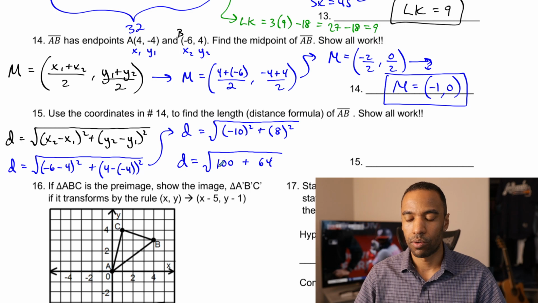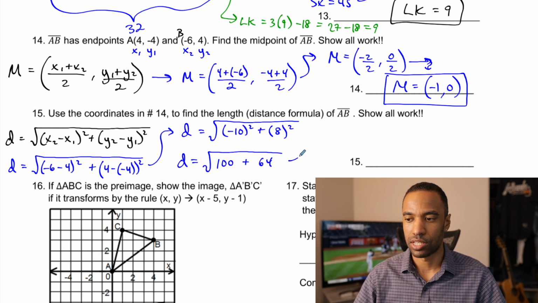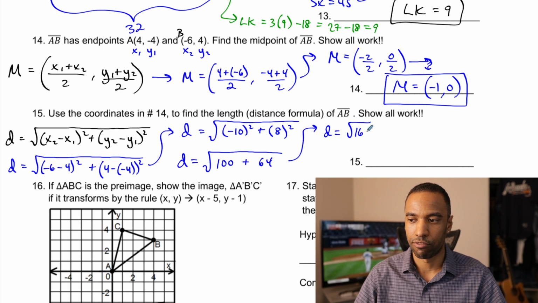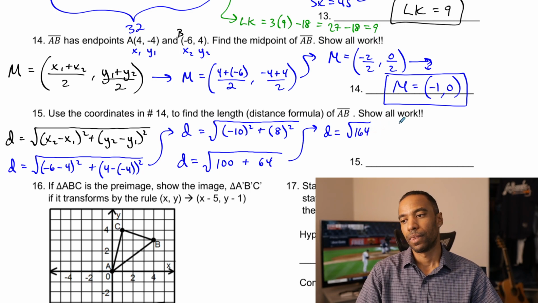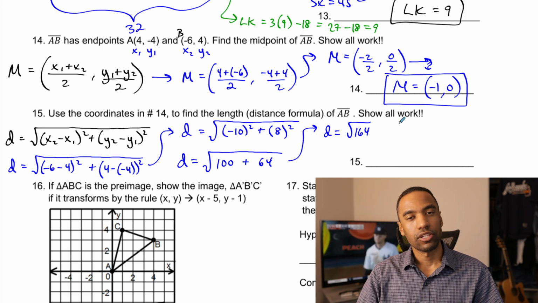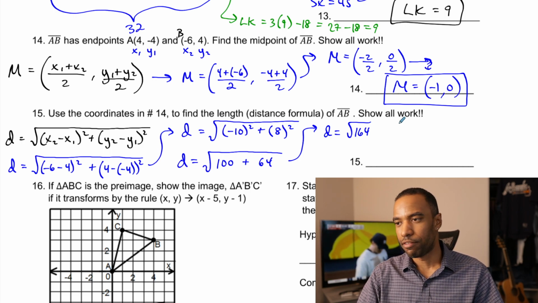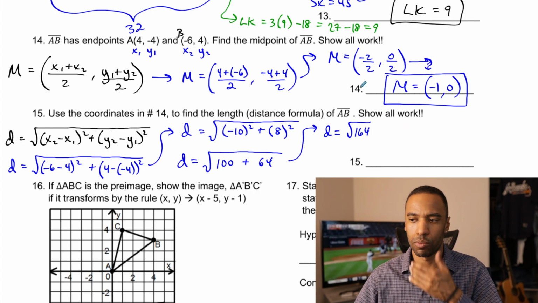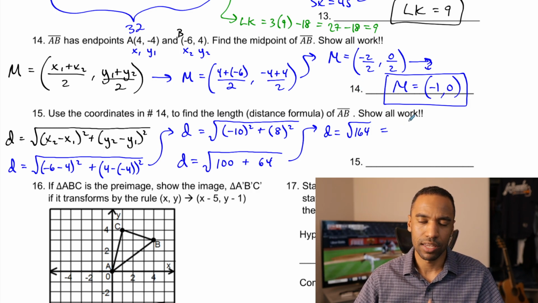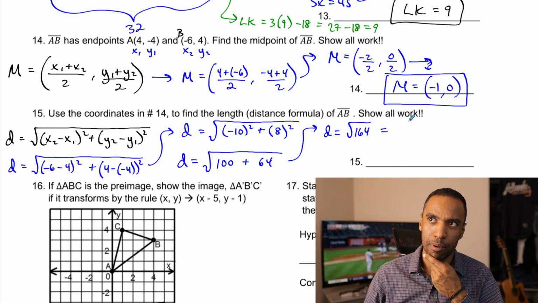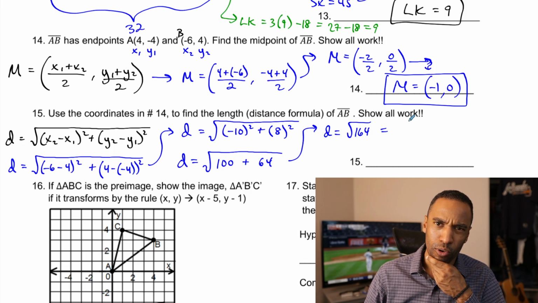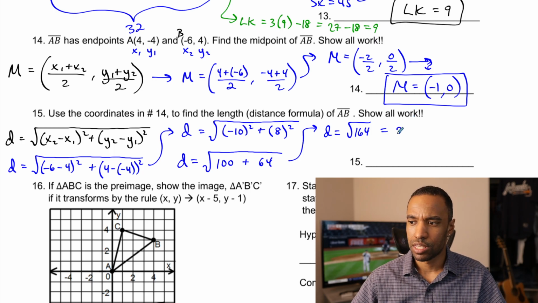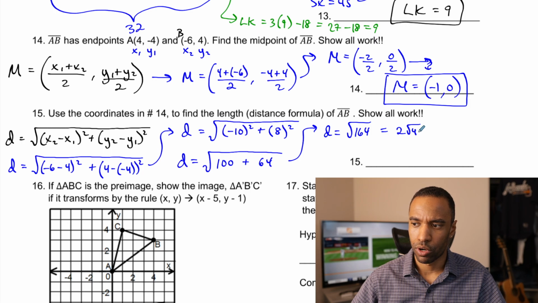So we're going to get the square root of 100 plus 64. That becomes the square root of 164, which is an irrational answer. If you're in a group that's simplifying radicals, we can definitely divide out a 4, leaving 4 and 41. So this would simplify to 2 root 41. I'm good with my students just leaving it like this.